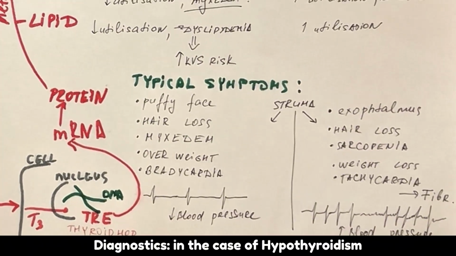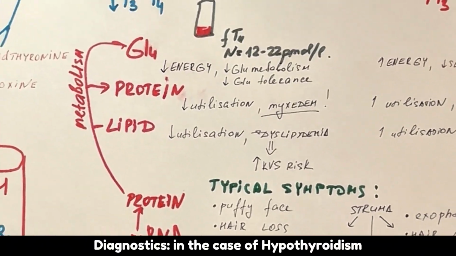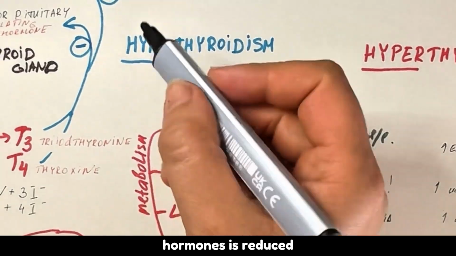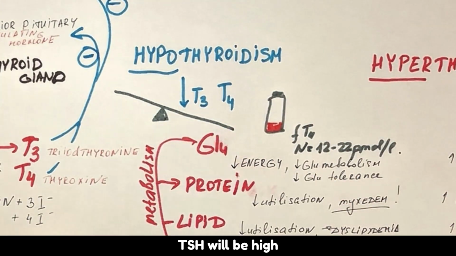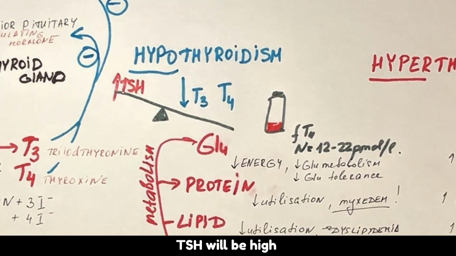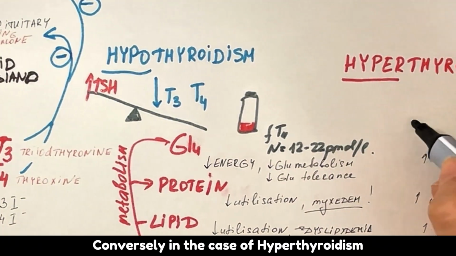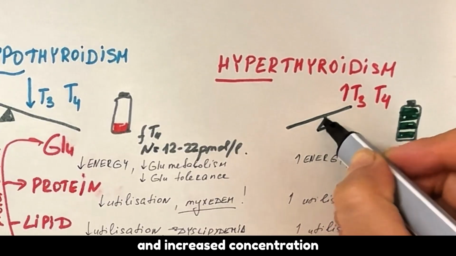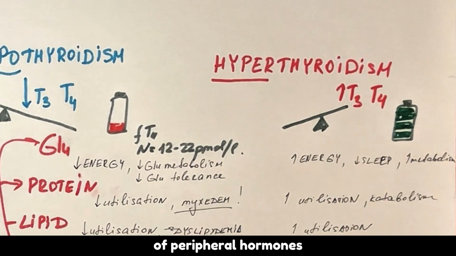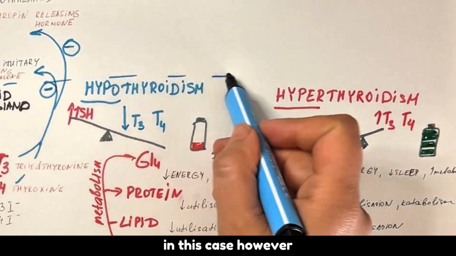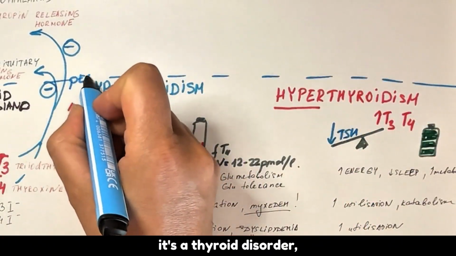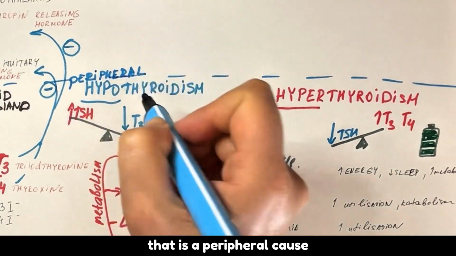Diagnostics. In the case of hypothyroidism, the concentration of peripheral hormones is reduced, and according to negative feedback, TSH will be high. Conversely, in the case of hyperthyroidism and increased concentration of peripheral hormones, TSH levels will be low. In this case, however, it's a thyroid disorder that is a peripheral cause.